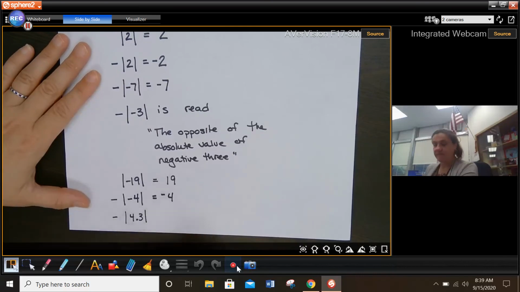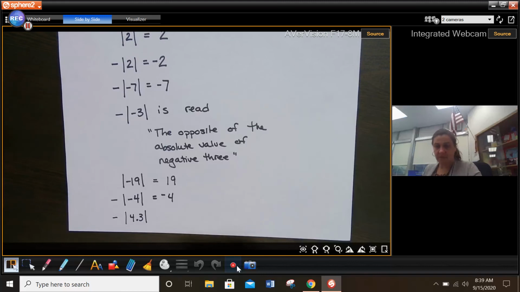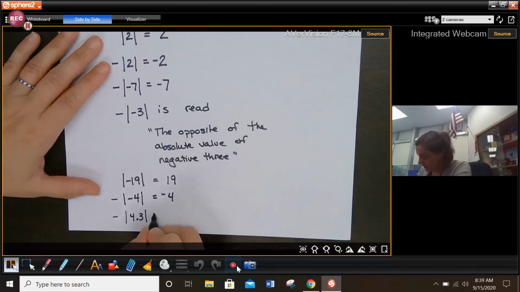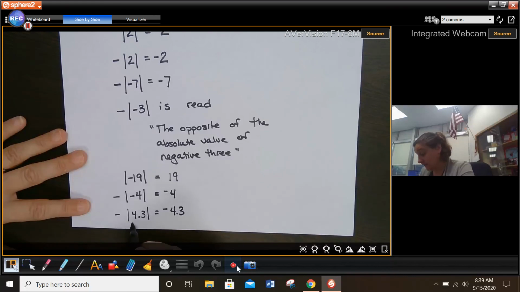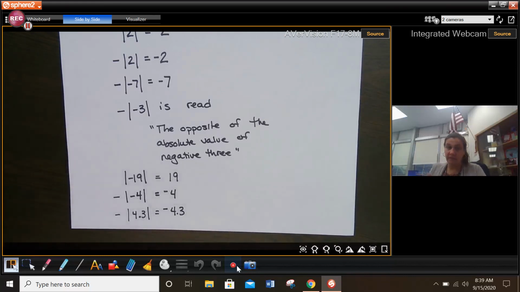Okay, and then this, let's just do this. I hope that didn't go out. I'll try that again. So the opposite of the absolute value of 4.3, well, what's inside here I know is going to be 4.3, and the negative sign outside makes it the opposite. So the opposite of the absolute value of 4.3 is negative 4.3. Lots of words going on there.